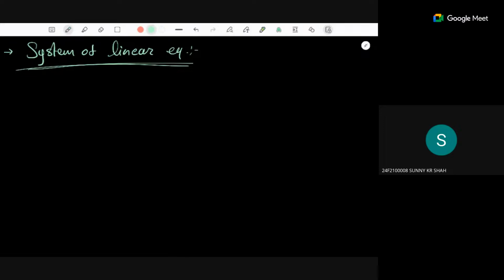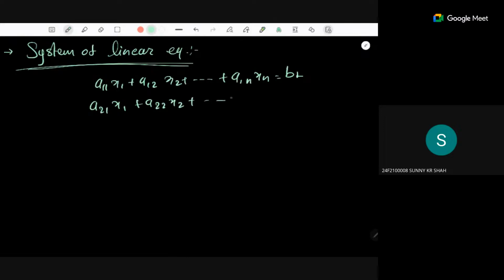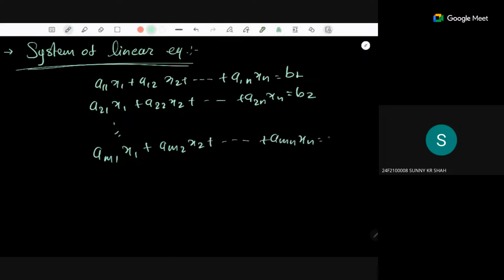Okay, so one thing is if we have a system of linear equations with m equations and n variables, so that means a11 of x1 plus a12 of x2 plus and so on plus a1n of xn is equal to b1. Now a21 of x1 plus a22 of x2 plus and so on plus a2n of xn is equal to b2, and so on. The mth equation: am1 of x1 plus am2 of x2 plus and so on plus amn of xn is equal to bm.